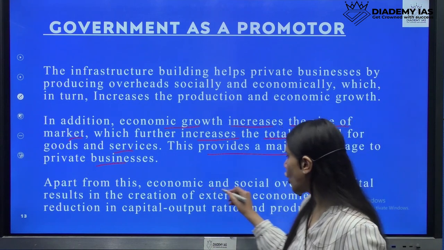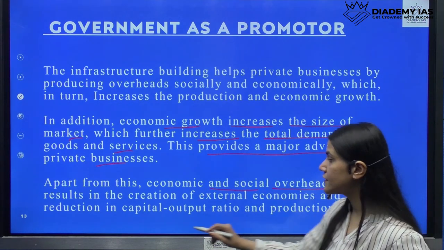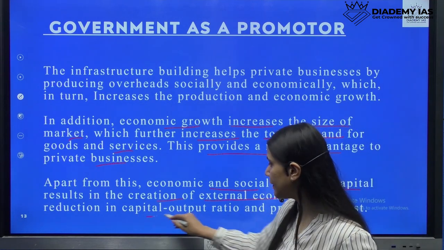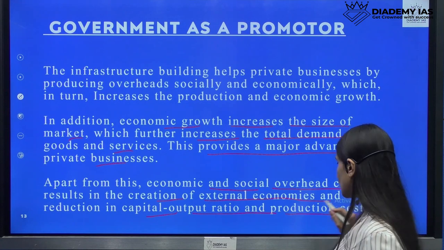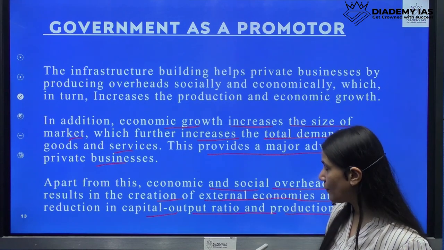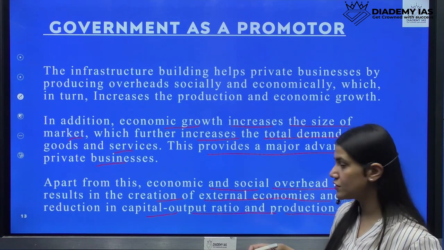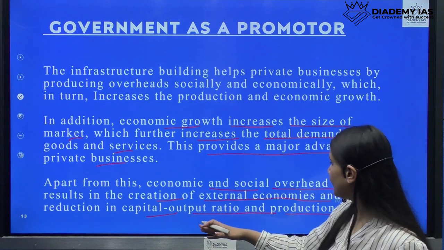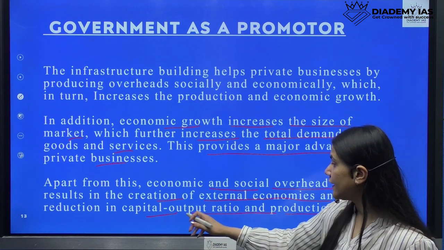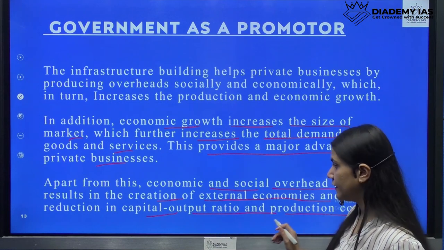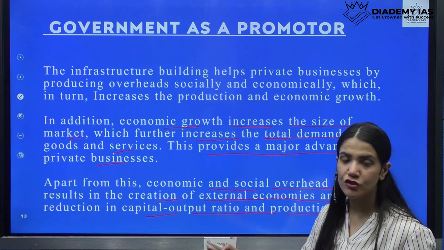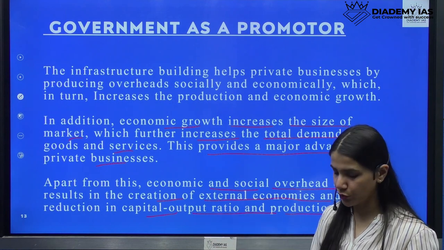Apart from this, economic and social overhead capital results in the creation of external economies and reduction in capital output ratio and production cost. So apart from the economic and the social overhead that we have just discussed, there is reduction in the capital output ratio and productivity. So that is also a role that government plays apart from just focusing on the economic and social growth.